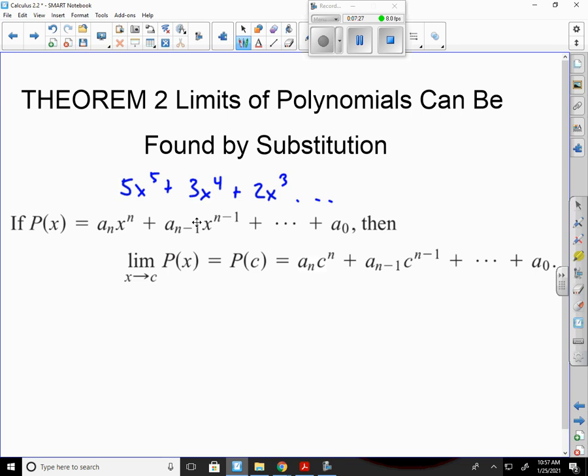So if I'm finding the limit as x approaches c of that polynomial, you'll notice all it does is it plugs c in everywhere there's an x. Anytime I just have a polynomial, I can use substitution.